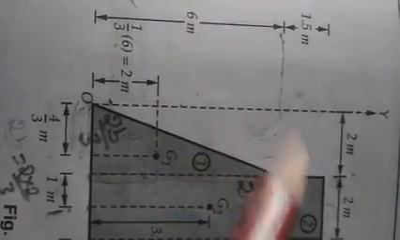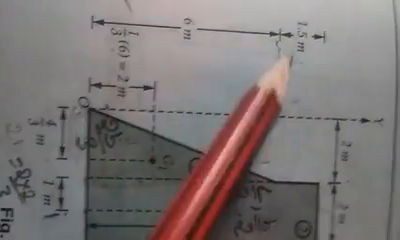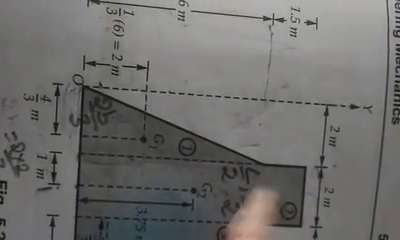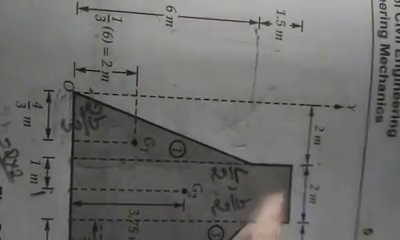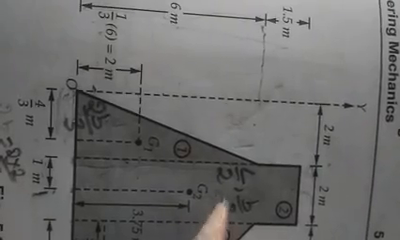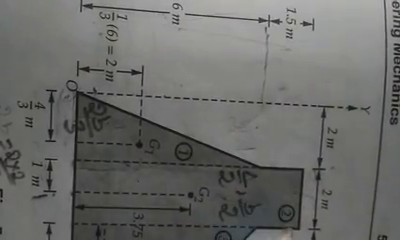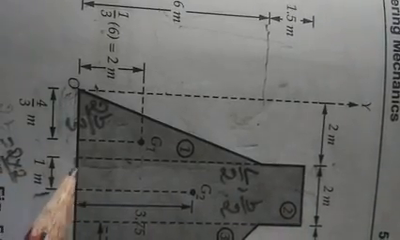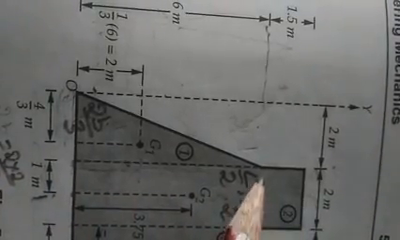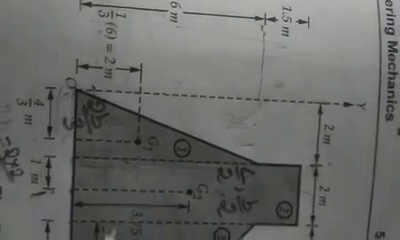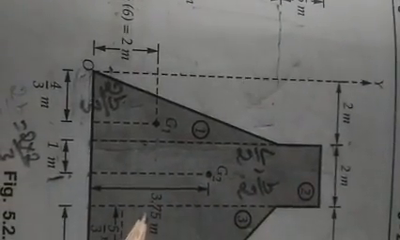Okay, so here the total height they have given as 7.5, 6 plus 1.5, 7.5. So from here to here the height is 7.5. So 7.5 divided by 2. This is the total length, 7.5, from here to here. 7.5 divided by 2 is 3.75. So that's what is written here, 3.75.